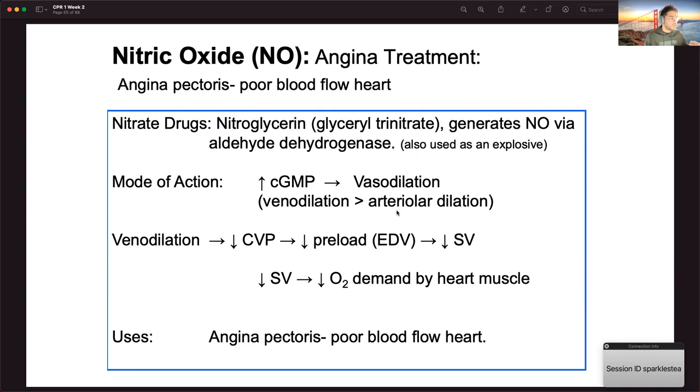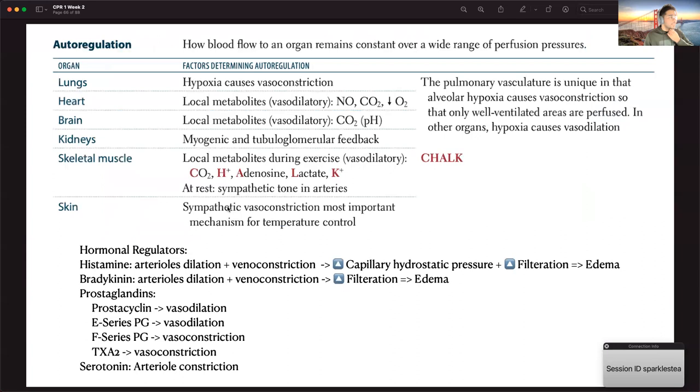Okay, let's move right along. Here is a nice summary of one of the DLAs that you guys had on your autoregulators: lungs, heart, brain, kidneys, and skeletal muscles. And remember, there are local factors that control these, right? There are local metabolic demands and changes. What you do need to know for your skeletal muscle are these. It's called CHOC: carbon dioxide, hydrogen, adenosine, lactate, and potassium. They contribute a lot when you are exercising to that venous return, as well as your cardiac output and the demands that are placed on your heart, okay?